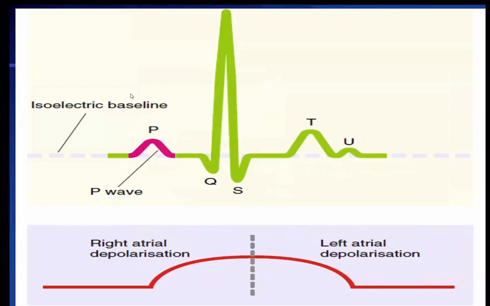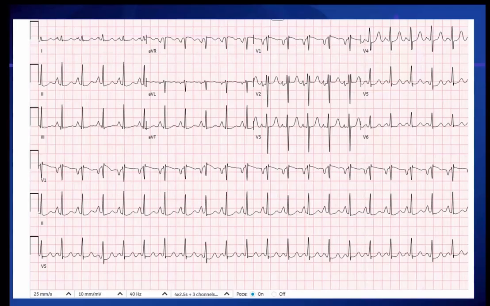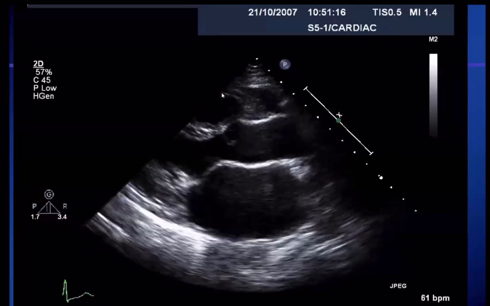Doctor, can we go through the examples quickly? Examples, I'm coming to this one. Okay, let us see this ECG. Sorry, I should go back.